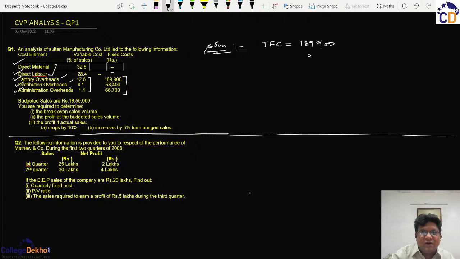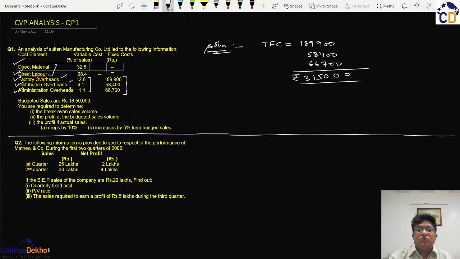189,900, 58,400 and 66,700. If you see, this will come out to be around 3,15,000. You can always check the calculations. So the total fixed cost of this manufacturing company is coming out to be 3,15,000.